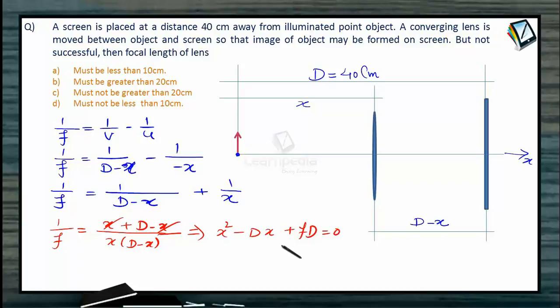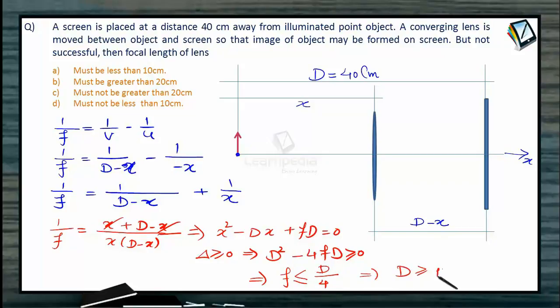So for the value of x to exist, meaning for a real solution to this equation, the discriminant of this equation must be greater than or equal to 0. That means b square minus 4ac for this quadratic equation, that means d square minus 4fd must be greater than or equal to 0 for the real solution of x. So we get that F should be less than or equal to d by 4, or in other words, d should be greater than 4f.